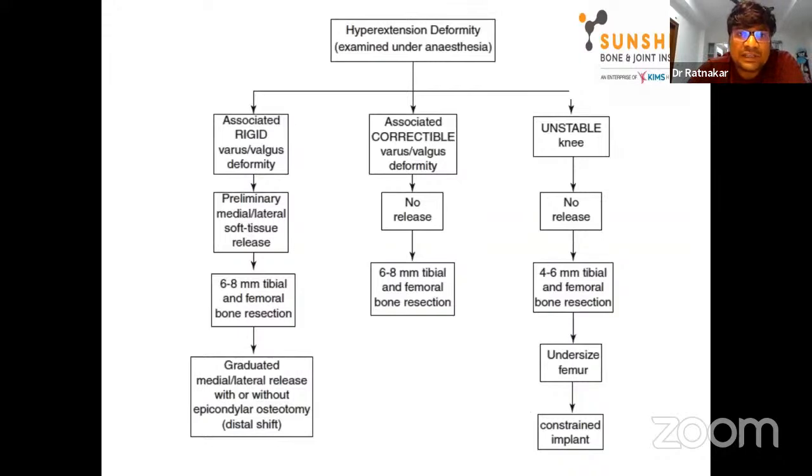So this is an algorithm. Suppose you are dealing with a rigid varus or valgus deformity associated with recurvatum, your preliminary medial or lateral release and under-resection of the tibia and the femur should work for you. If you are dealing with an associated correctable deformity, you will not require any more releases. All you need to do is downsize your resection thickness. If you are dealing with an unstable knee, then you will require highly constrained implants.